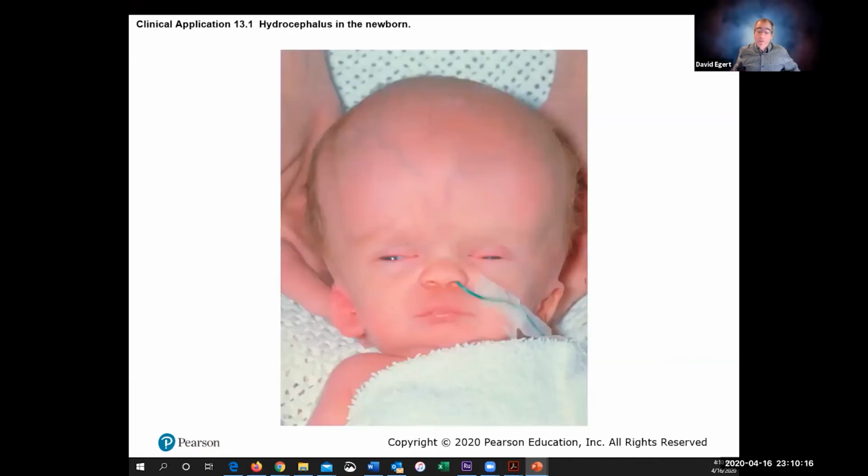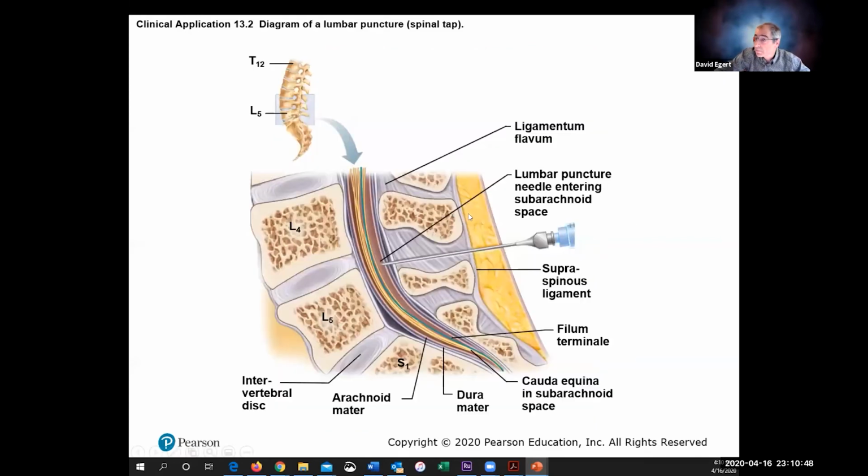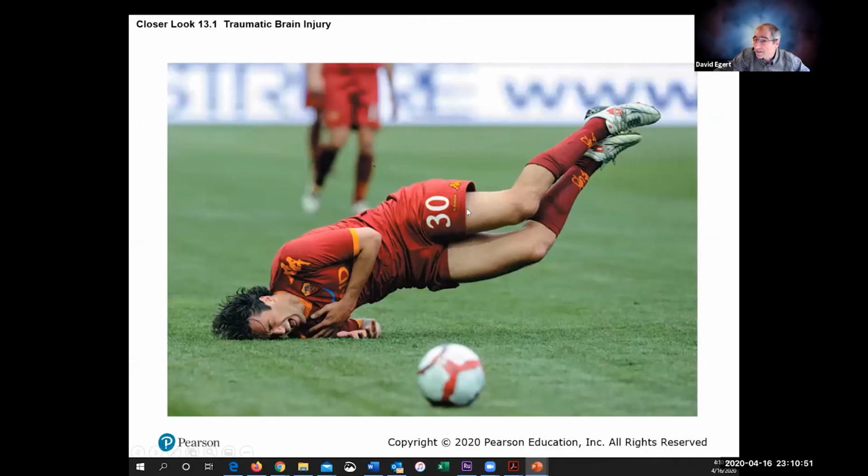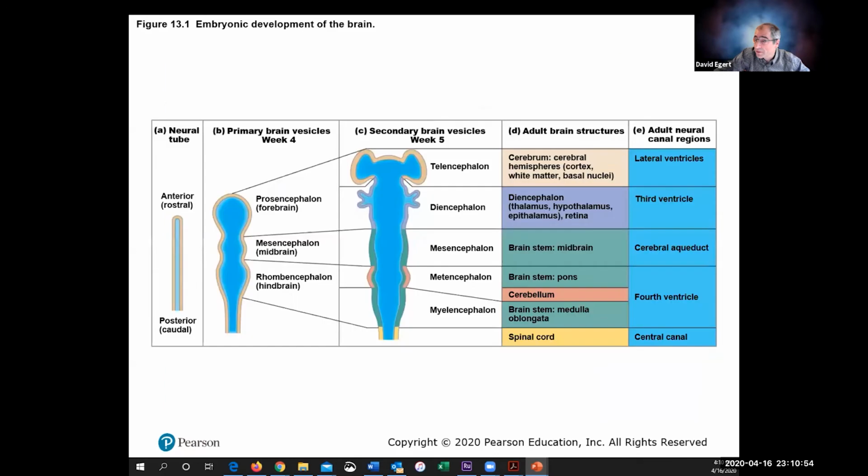So who can tell me what happened to this kid? The CSF is not draining well. Exactly. This is what happens when the CSF isn't draining well. Normally CSF is constantly getting produced and constantly draining. Definitely you want to know that whole flow from the choroid plexuses through the ventricles. We'll talk more about that. Oh, lumbar puncture. Yeah, traumatic brain injury. Avoid them. So we'll start here.